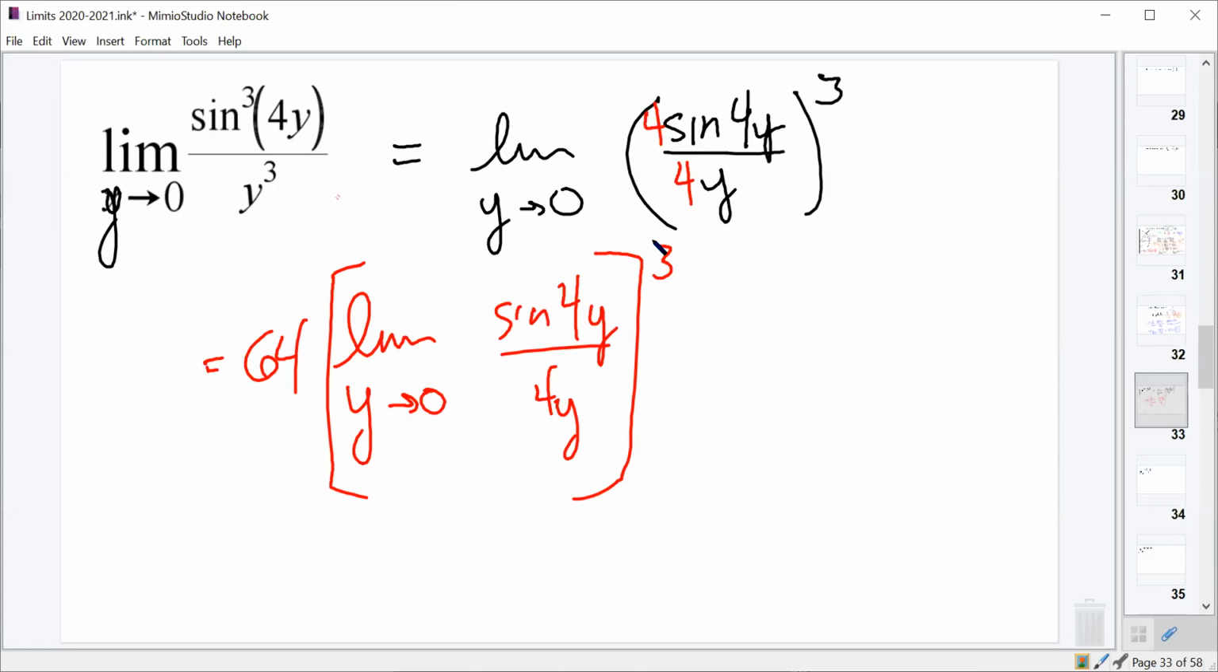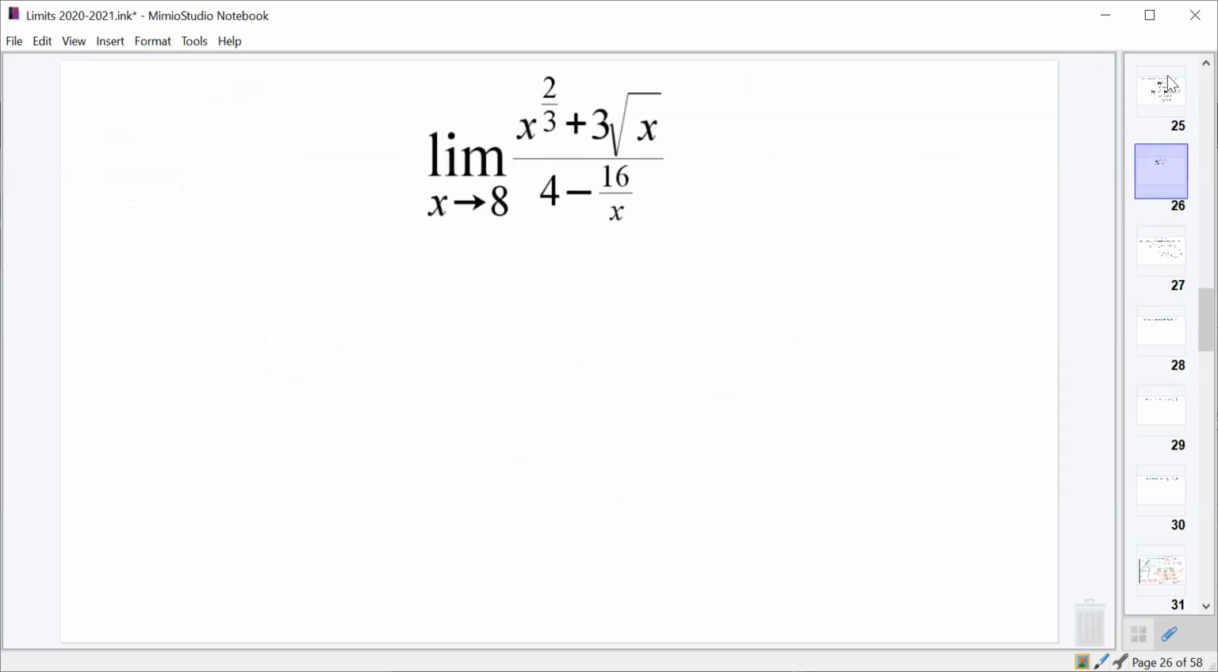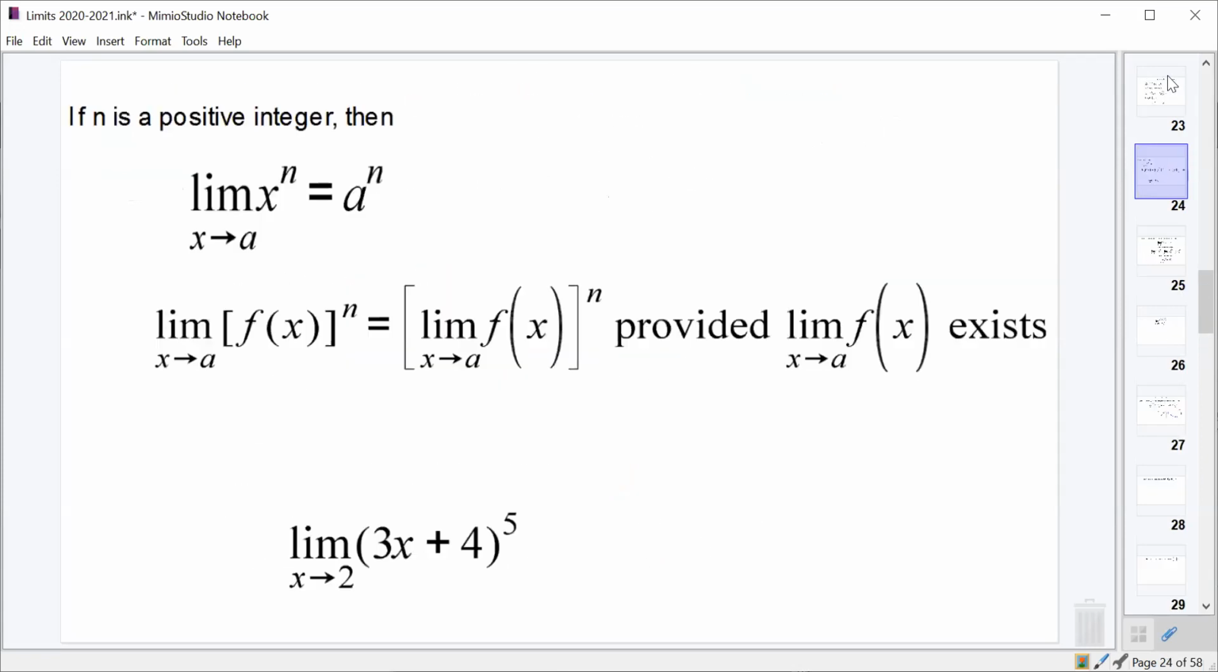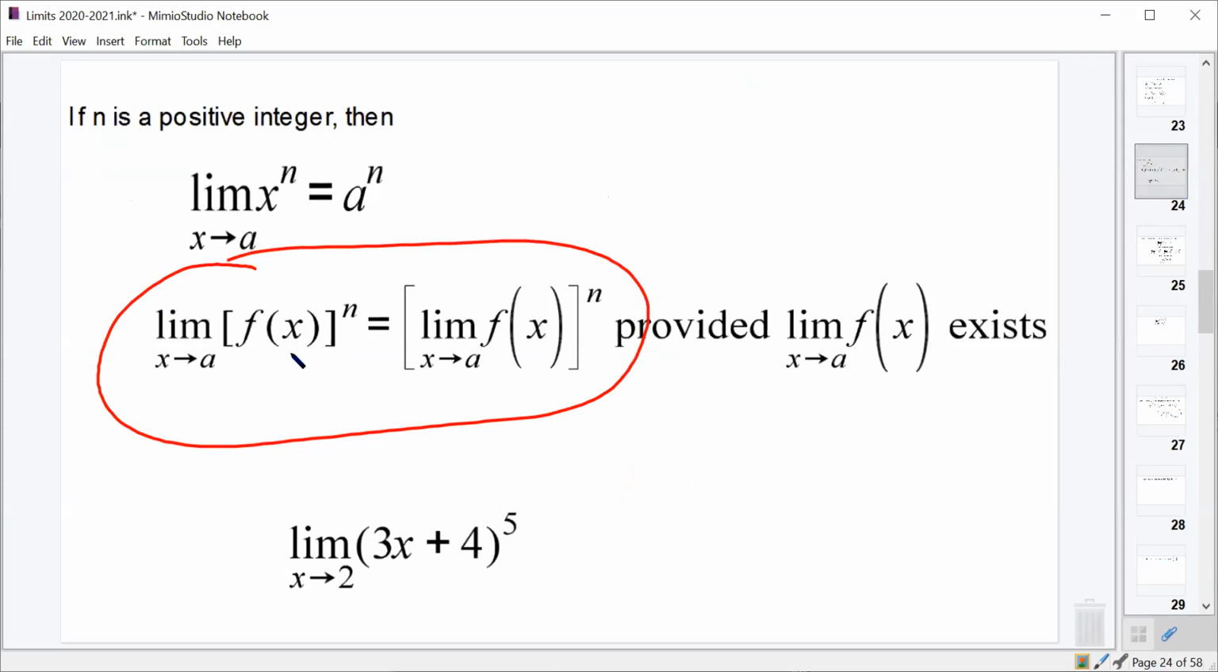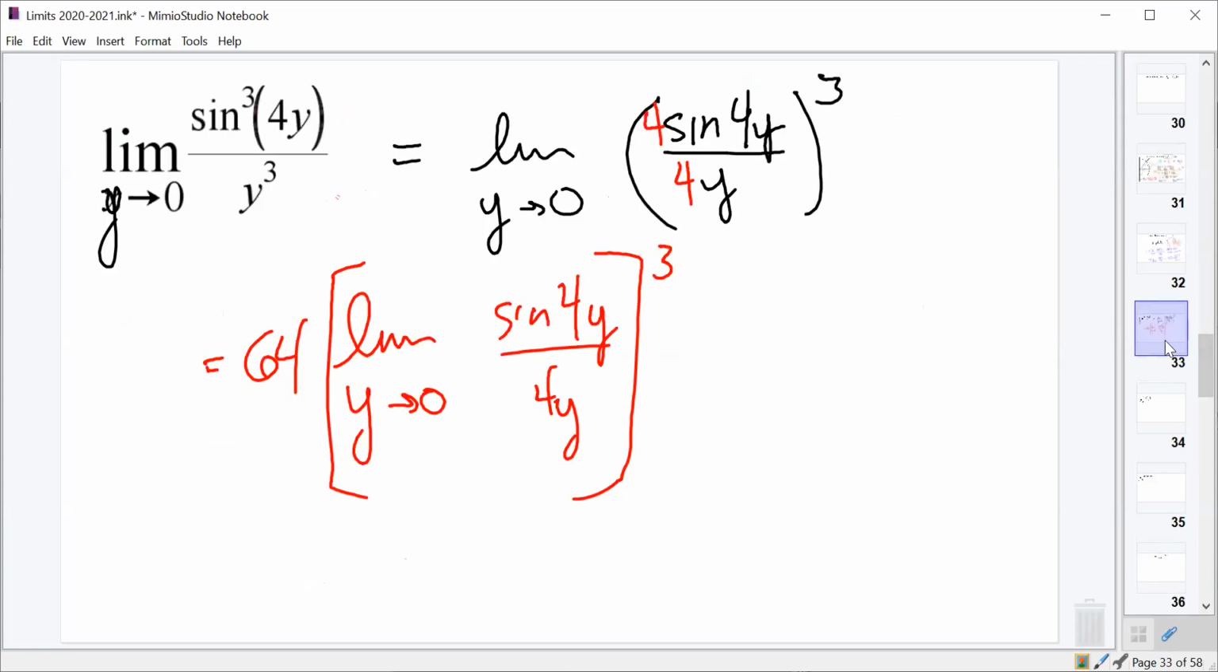You guys remember seeing that rule yesterday? Maybe somewhere in here. There it is. All right, if I have the limit as x approaches a of f of x to the n, I can make the whole limit be to the power of n. Everybody good there? Okay, so what's inside the brackets should be easily evaluated. What does what's inside the brackets equal?